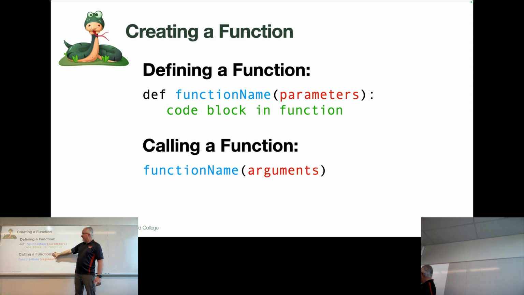When you want to use a function, so this is creating the function. When I want to use a function, it's called calling a function. You're going to use the function name with parentheses, and the arguments go inside the parentheses. If you don't have any arguments, you still need to include the parentheses. Parentheses are always there. Here, even if there's no parameters, and here, even if you're not giving any arguments.